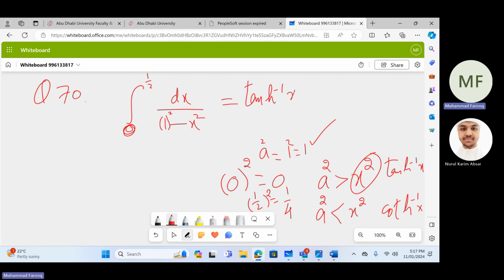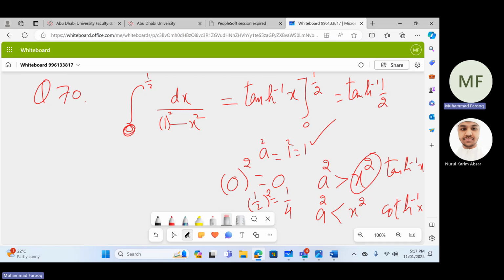It has a limit, 0 to half. Come on, put tan inverse hyperbolic. Upper limit is 1 by 2 minus lower limit, how much? 0. When 0 comes here, I told you there are two functions which always give 0: sine and tan. So basically the lower limit gives you 0. No need for anything.